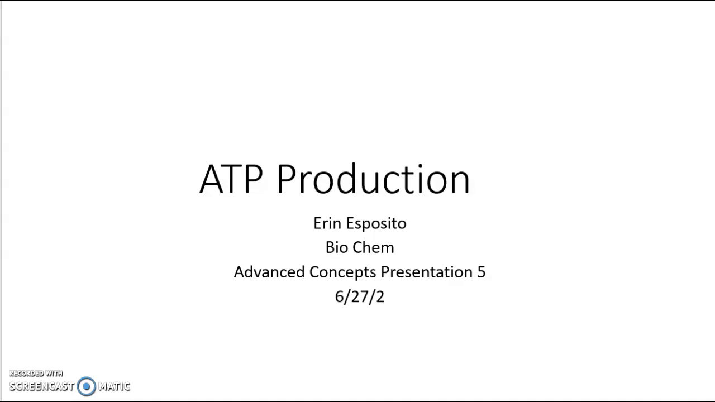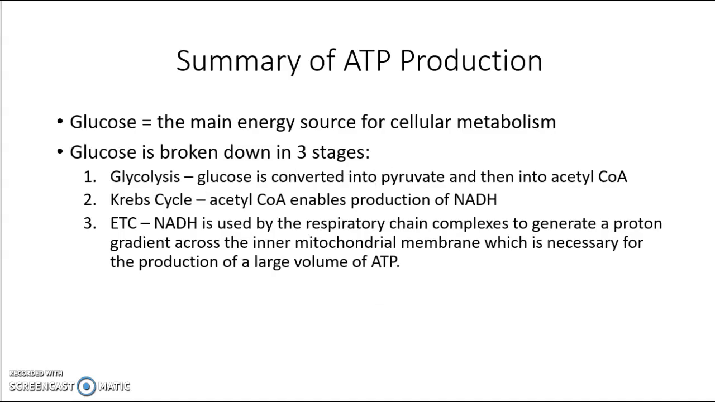This week we were asked to do a presentation on ATP production. Glucose is the main energy source for cellular metabolism. Glucose is broken down in 3 stages, the first being glycolysis, where glucose is converted into pyruvate. The pyruvate is then converted to acetyl-CoA.